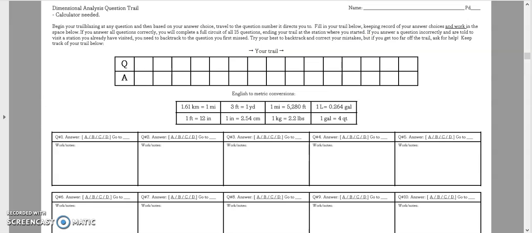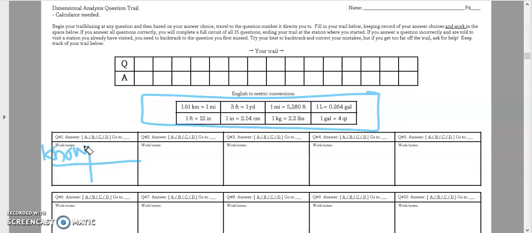Please realize that right here you have your conversion factors, so I don't expect you to know these off the top of your head, but I do expect you to be able to use these. A couple of the questions I felt might need a little guidance, so I gave you that. Otherwise, remember, you're going to make your T-chart. You're going to write what you know at the top, and you want your units to cancel out.